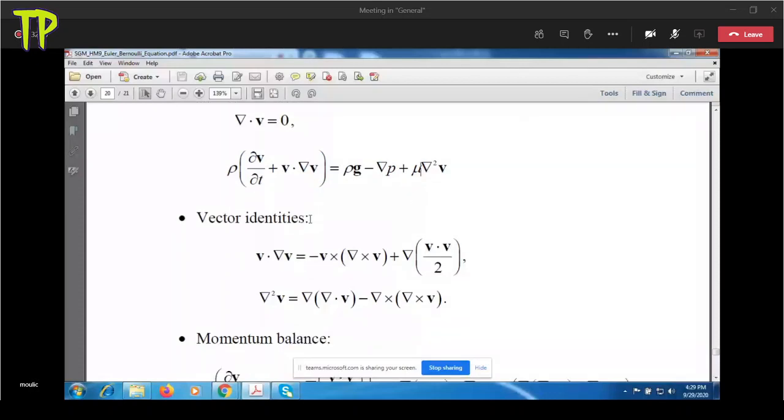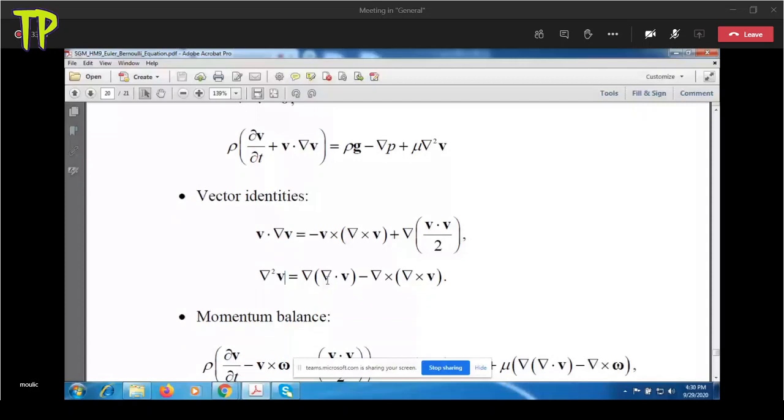in your second semester, you've studied vector calculus, so you might have been asked to derive the following identities as an exercise, and you might have also seen them in your second year course on fluid mechanics. V dot grad V you can write as minus V cross curl V plus grad of V dot V by 2. This was first used by Lagrange in the context of fluid mechanics, and it's called Lagrange's acceleration formula. And this is another useful identity, that Laplacian of V is grad of divergence of V minus curl of curl V.